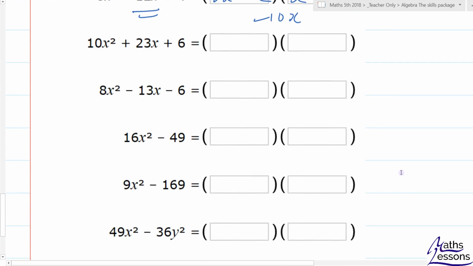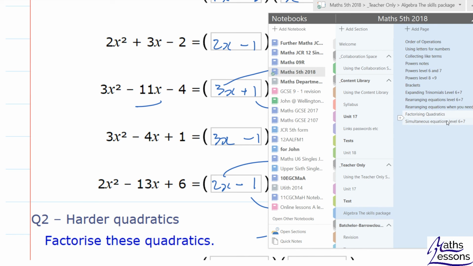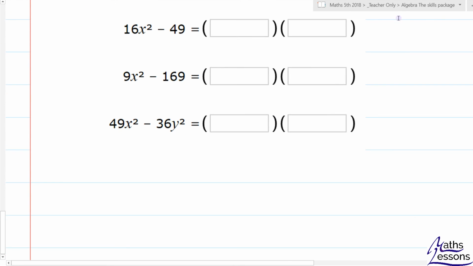Right, that will do for today. We'll have a go at a few more of these in tomorrow's lesson. Plus, we're going on to simultaneous equations. It might be worth trying these before the lesson, seeing how you get on. Thank you.